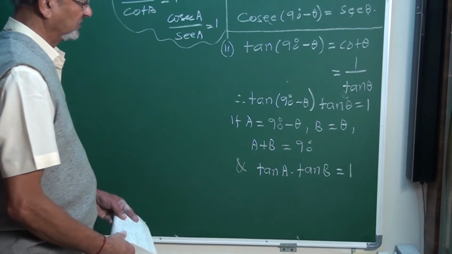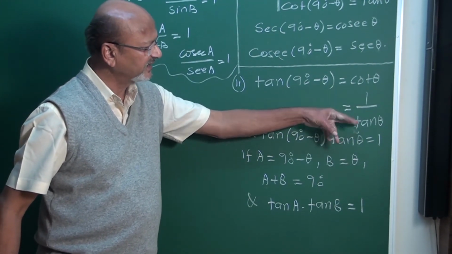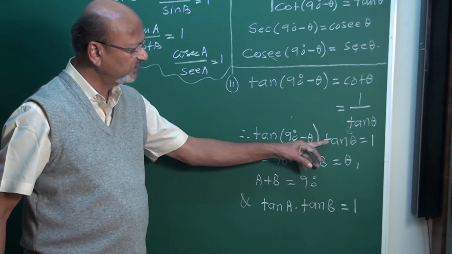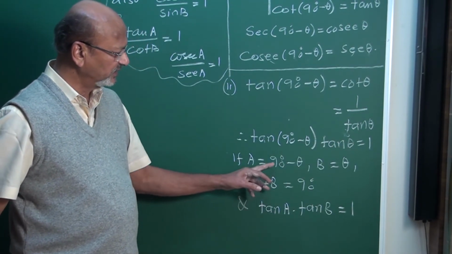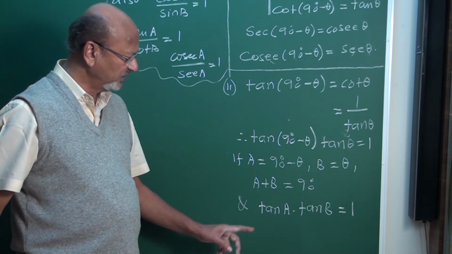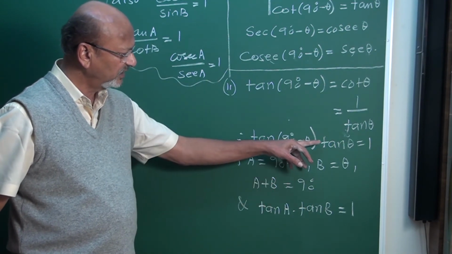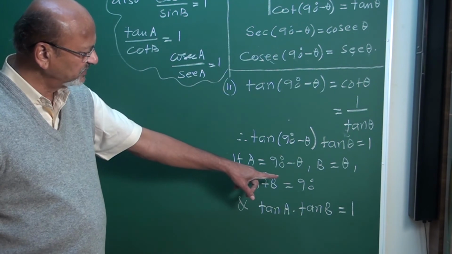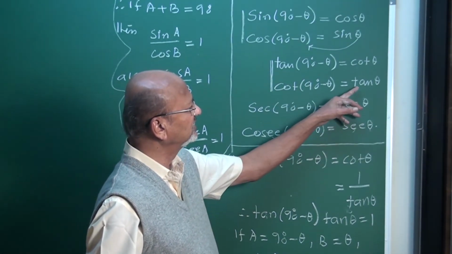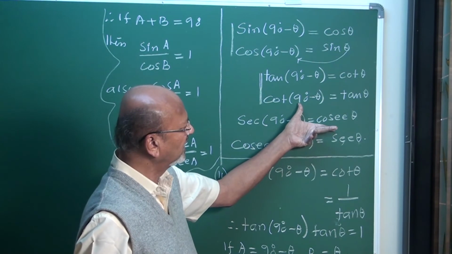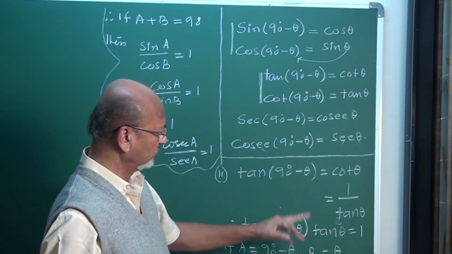Yes, my friends. See, what did I use? This: tan 90 minus theta is cot theta. What is cot theta? 1 by tan theta. Bring it to the left-hand side: tan 90 minus theta into tan theta is 1. If you take this equal to A, this equal to B, then what is A plus B? Addition, cancellation, 90. Therefore, tan A into tan B is 1. Therefore, if A plus B is 90 degrees, tan A into tan B is 1. Similarly, if you take cot 90 minus theta, tan theta, what is tan theta? 1 by cot theta. Cot 90 minus theta into cot theta is 1. Otherwise, if A plus B is 90, cot A into cot B is also 1.